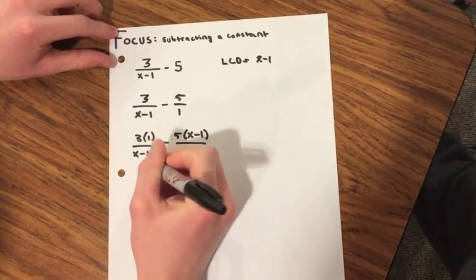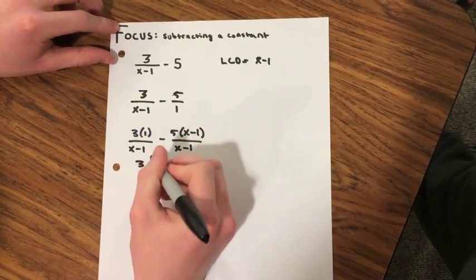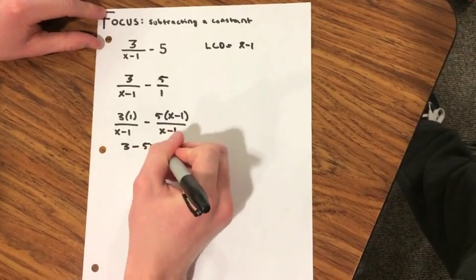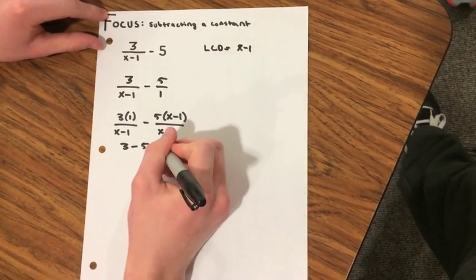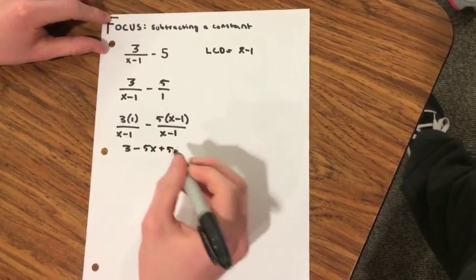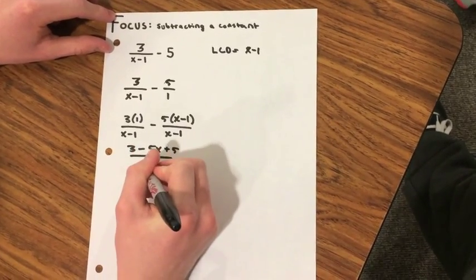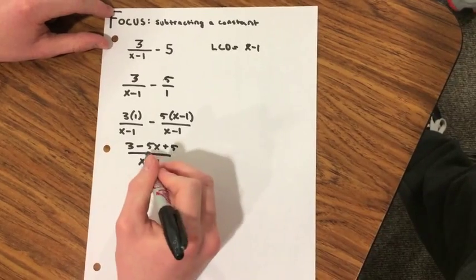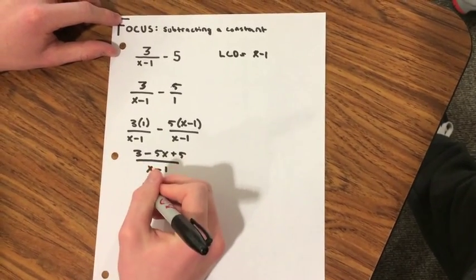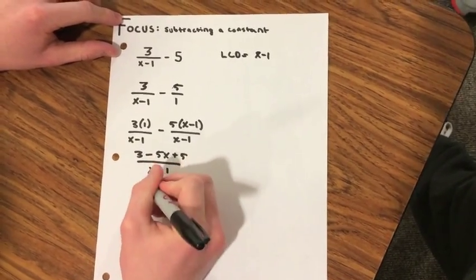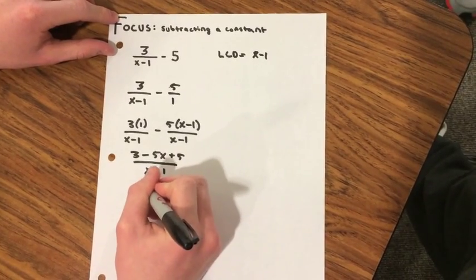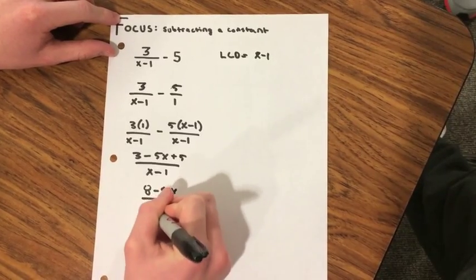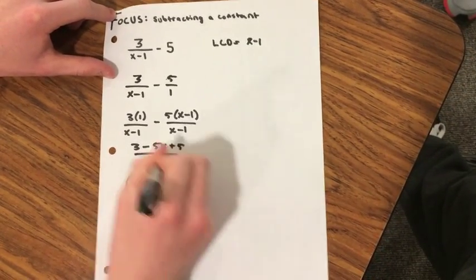Okay, so this would be 3. After you distribute, this would be minus 5x plus 5 over x minus 1. And after you combine like terms here, the answer would be 8 minus 5x over x minus 1.